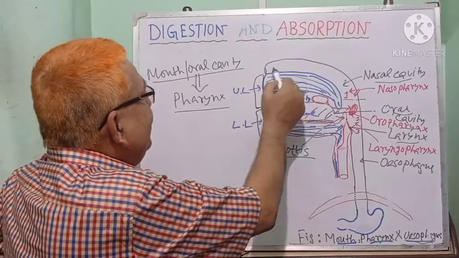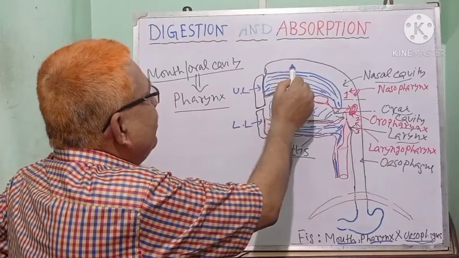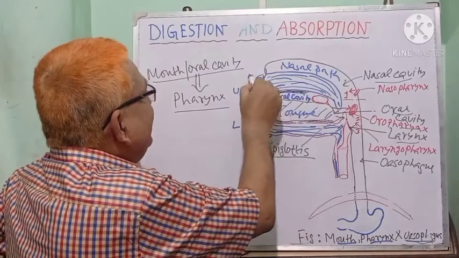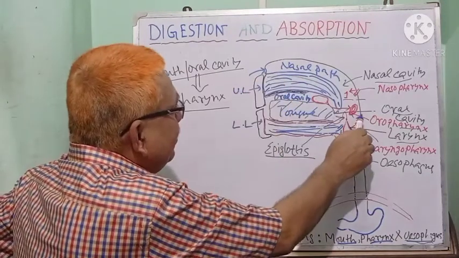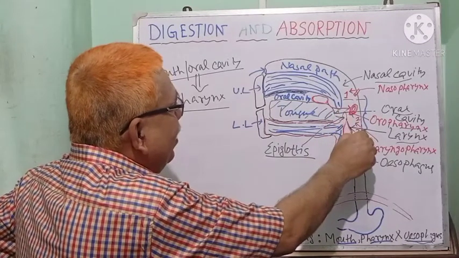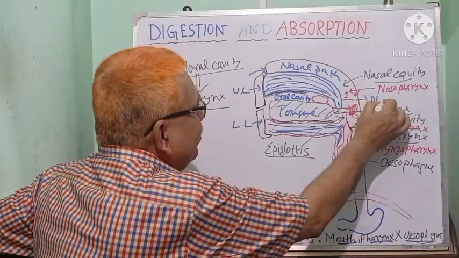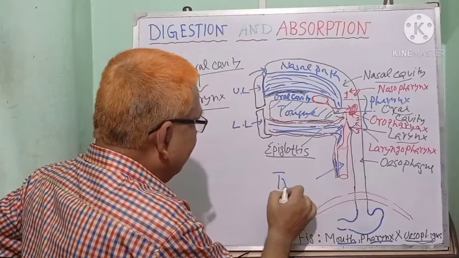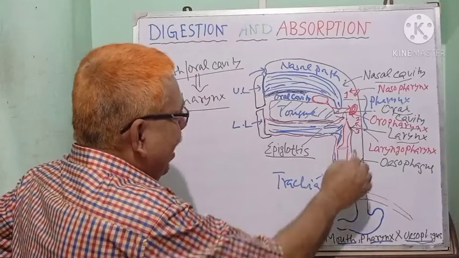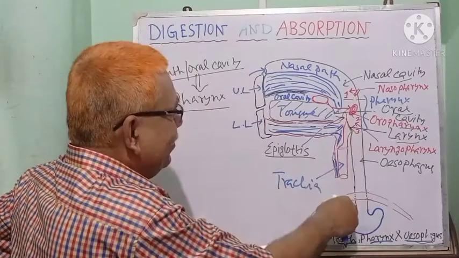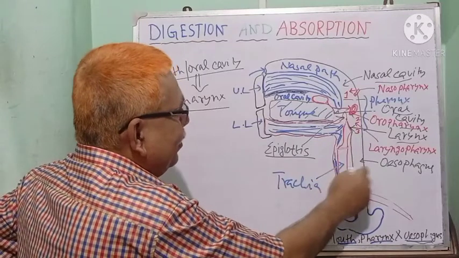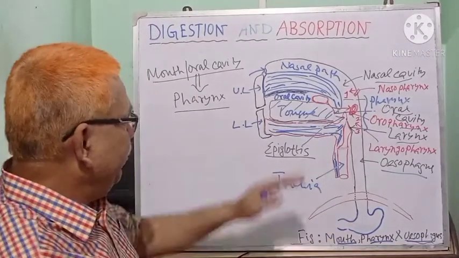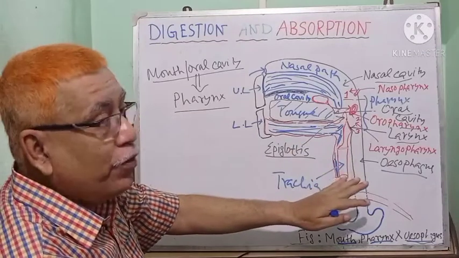And this is the nasal path, and this is the external nares. This portion I told earlier is the pharynx, and this is the trachea. The esophagus lies behind the trachea. So this diagram represents the relationship between mouth, pharynx, and esophagus.